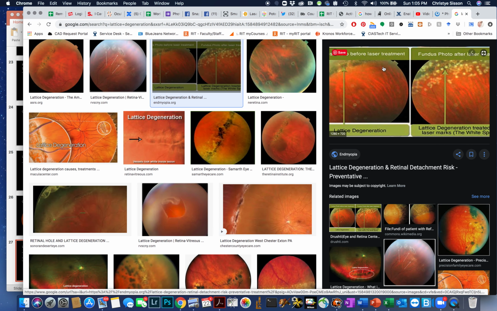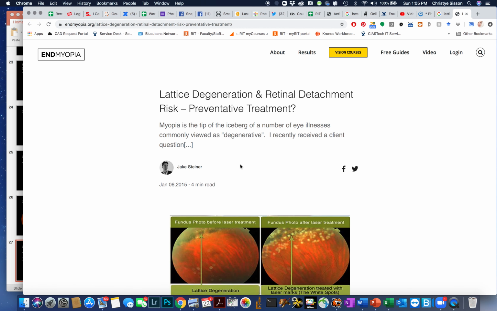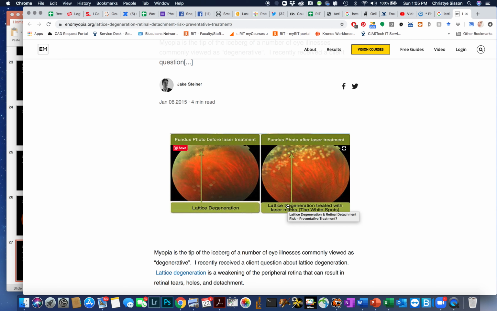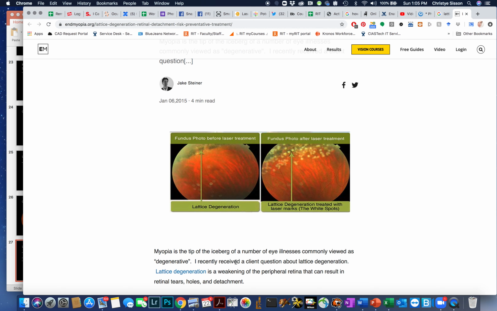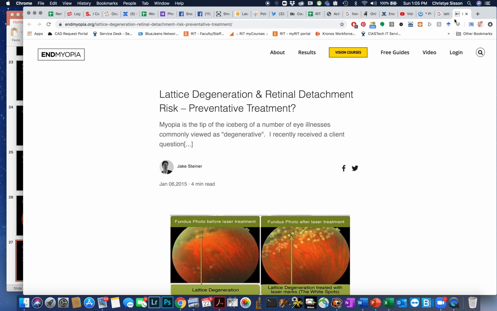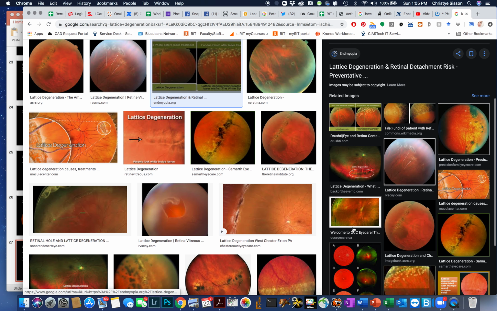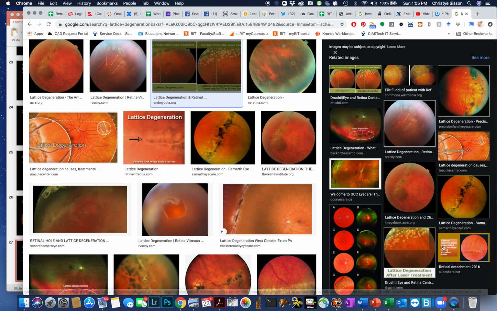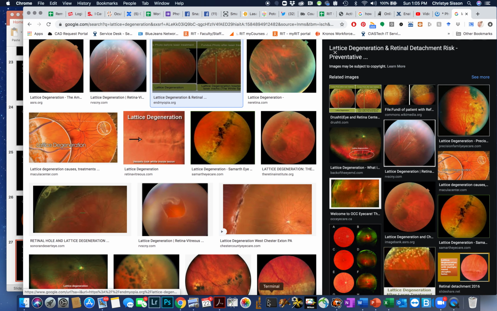The other thing I wanted to point out too is sometimes if the lattice degeneration is very advanced, they'll lay down some laser spots to treat that area, to try and tack it down, basically. So there's that option for treatment, but most lattice is a watch and wait and see how it goes before treatment is done. Okay.